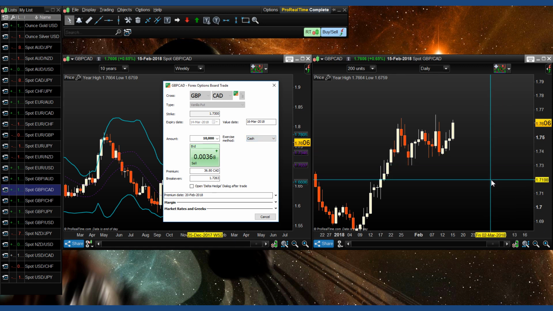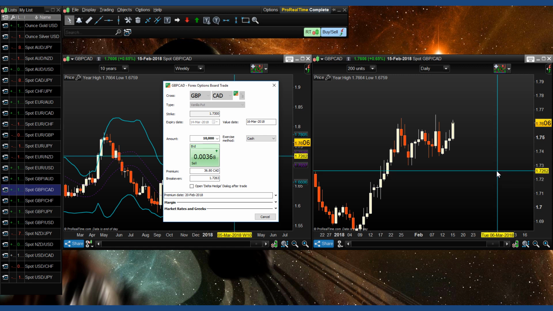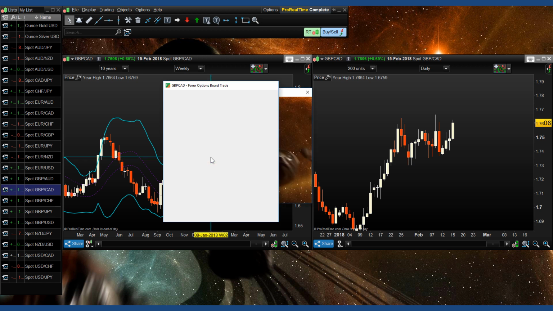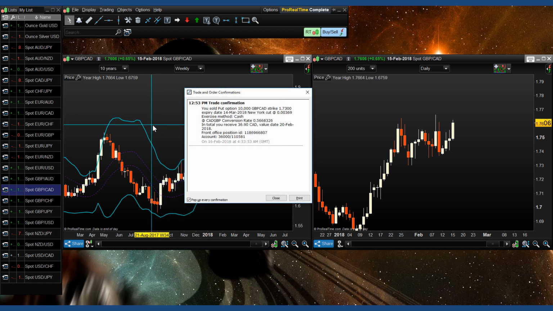So as long as price can hold above 172.63 right here on the 14th of March, I'm going to be fine. And I think there's a high probability that would happen. It might well not be the case, but given what price is doing, I think it will be a good trade to have. So 173, 14th of March, we're selling that.